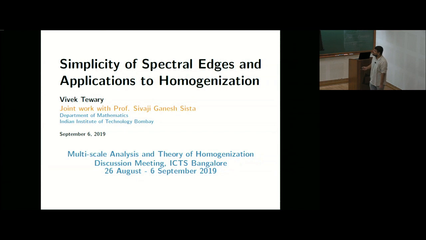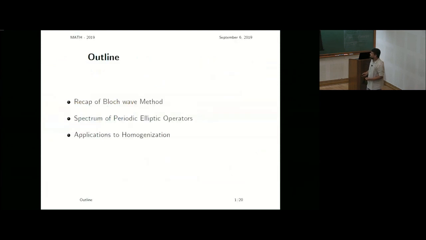I would like to talk about simplicity of spectral edges of periodic operators and their applications in homogenization, particularly the Bloch wave method of homogenization. Before I begin, I will do a very quick recap of the Bloch wave method, and then I will talk about the spectrum of periodic elliptic operators and the kind of things that we have done in that area, and then some tools that we have developed in the spectral theory of periodic elliptic operators, and then how we use them in the Bloch wave method of homogenization.